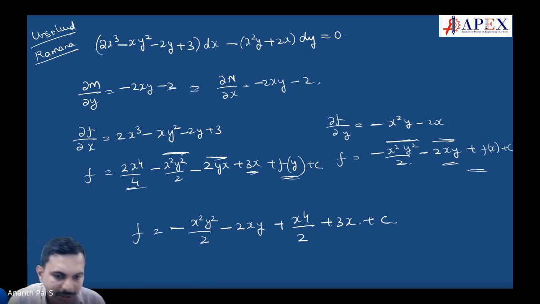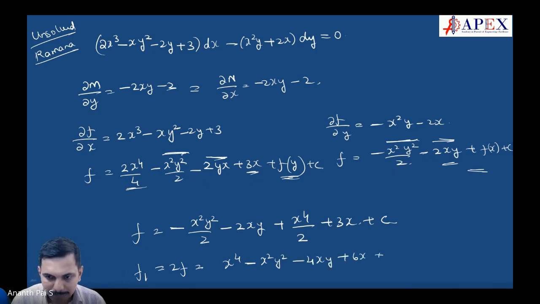And that function can be anything. If you multiply by another term, you can write another function, say f1 equal to 2f. The function can be written in any way. So this can be written as x power 4 minus x square y square minus 4xy plus 6x plus a constant. Okay, so that's the function.